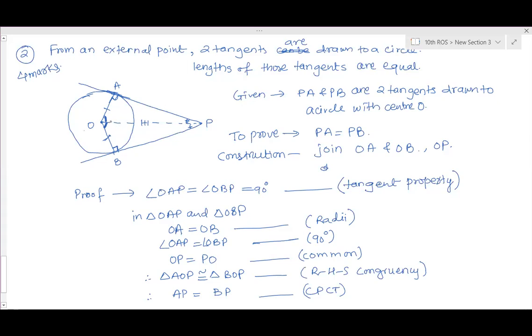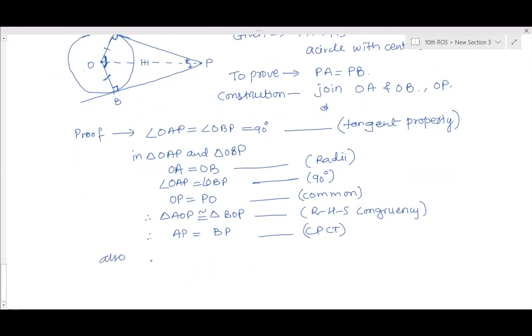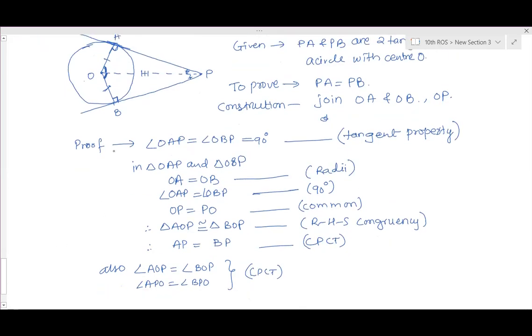Clear? So this thing we are using in many places. That is not a theorem. You have to prove it by congruency and then we use it. So also angle AOP is equal to angle BOP, as well as angle APO is equal to angle BPO, both by CPCT. So for APO, what if you have to prove that APO is equal to BPO? How is the question being formed? They will give the statement that the line joining the center and the external point bisects the angle made by the tangents.